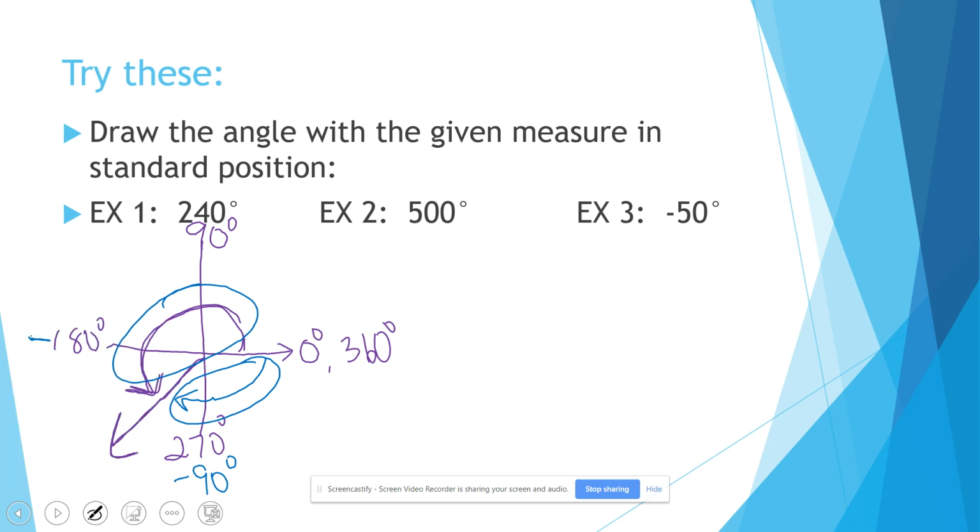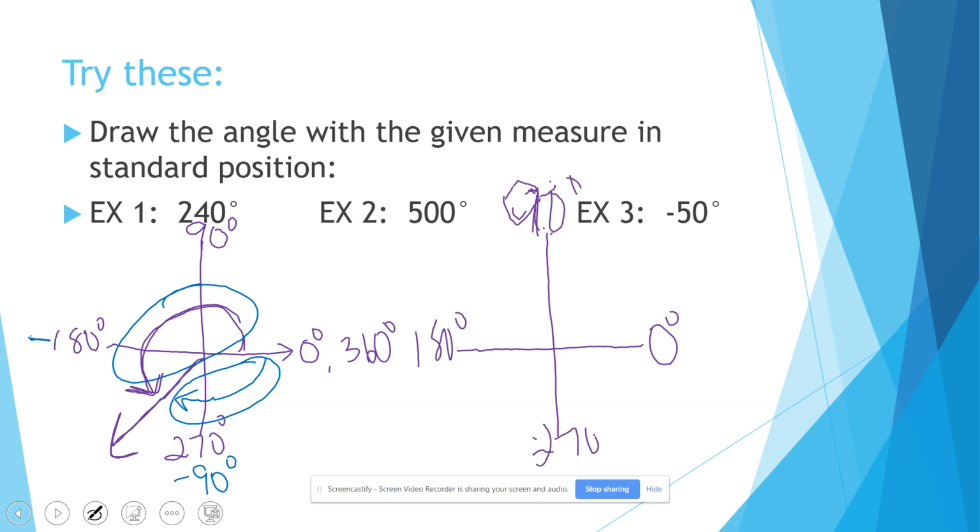Let's try 500. So again, it's positive. We're going counterclockwise. We have 0, 90, 180, 270, and 360.